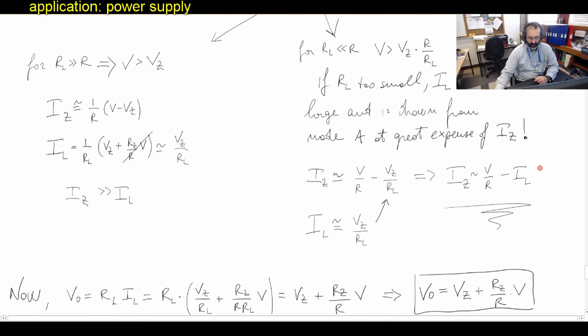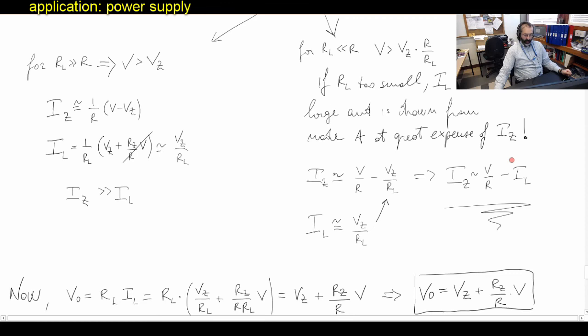And we see that this is effectively IL. And so we see effectively now in the equations what I just told you, that IL is being drawn from IZ. So IZ is decreasing, if you like, is slightly smaller because IL is being drawn into the load resistor.